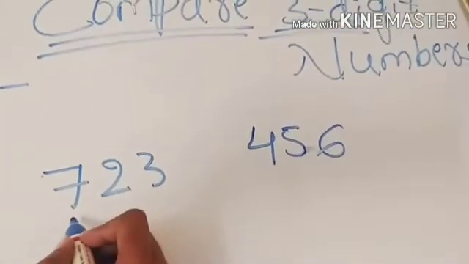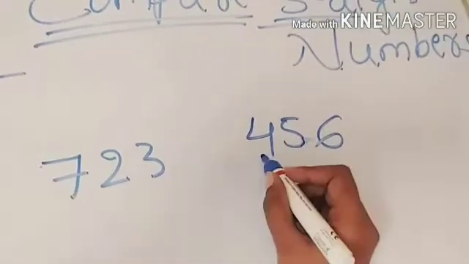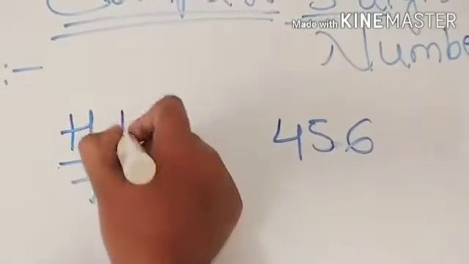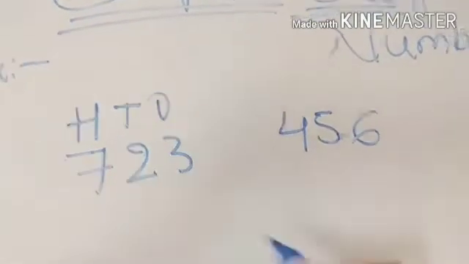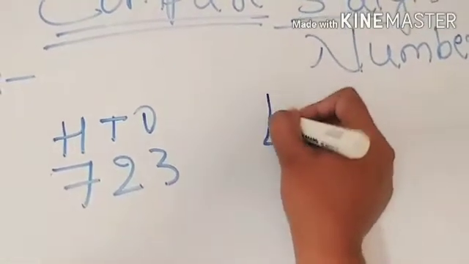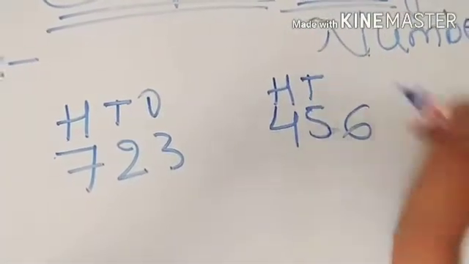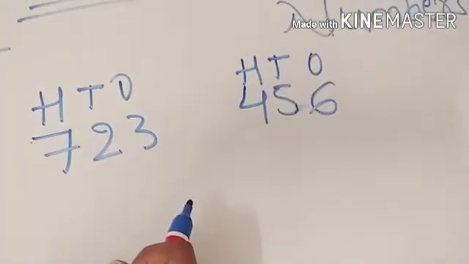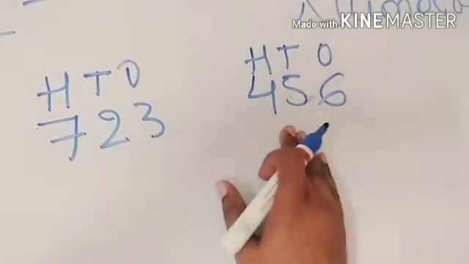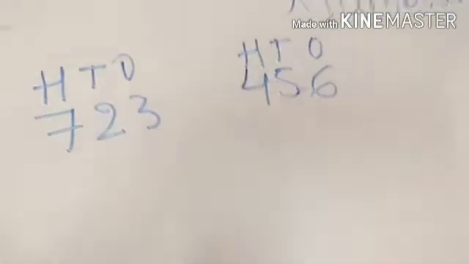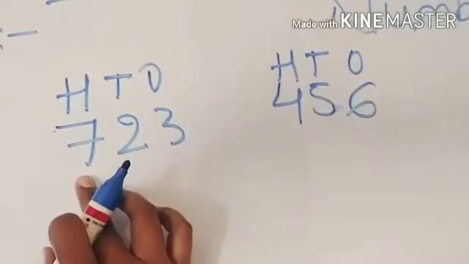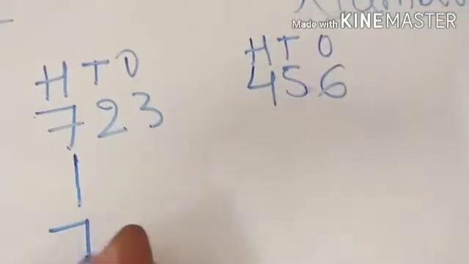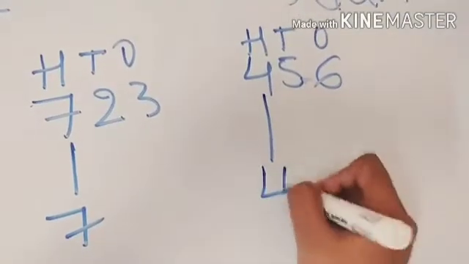See children, 723 and 456. 7 is in the hundreds place, 2 is in the tens place, 3 is in the ones place. In this, 4 is in the hundreds place, 5 is in the tens place and 6 is in the ones place. That you already know. Now first compare the numbers at the hundreds place. First we have to compare the numbers at the hundreds place. Here it is 7 and here it is 4.